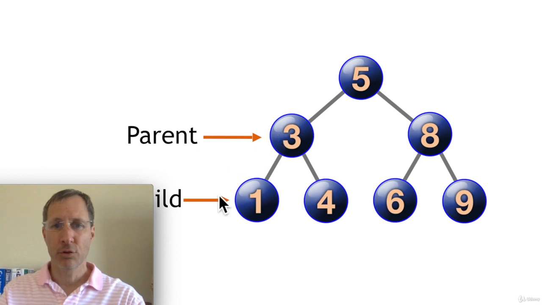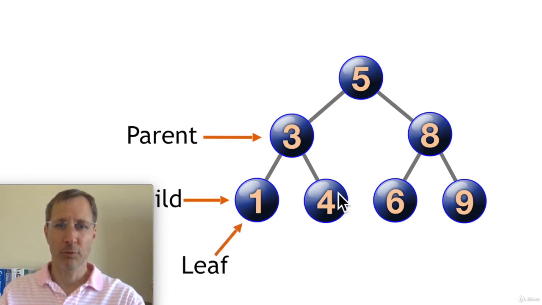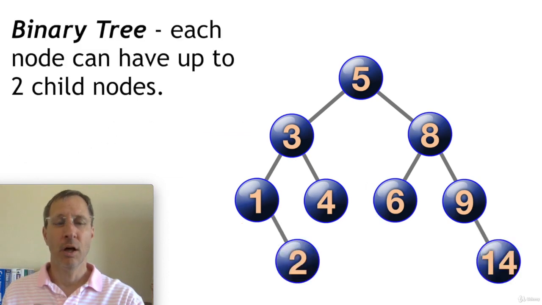Now we have parent nodes and child nodes. In a binary tree, a parent can have up to 2 children, 1 or 2 children. Nodes that have the same parent are called sibling nodes. And nodes at the very bottom of the tree, that don't have any children, are called leaf nodes. Not all trees are binary trees, but in a binary tree, each node can have up to 2 child nodes, a left and right child node. Now some trees may have 5, 10, up to 1,000 child nodes for each node.